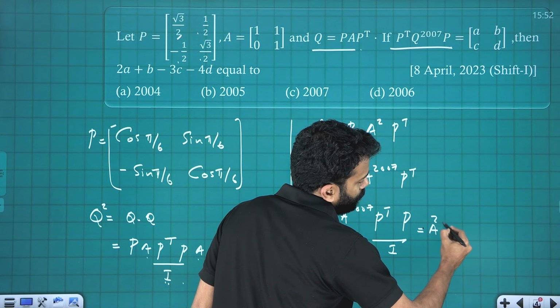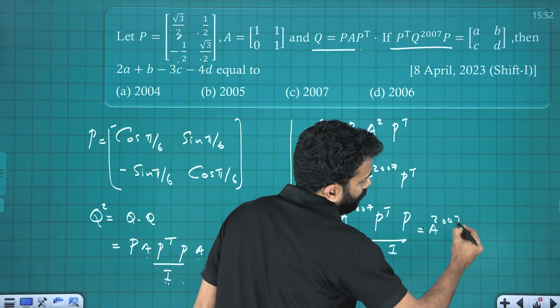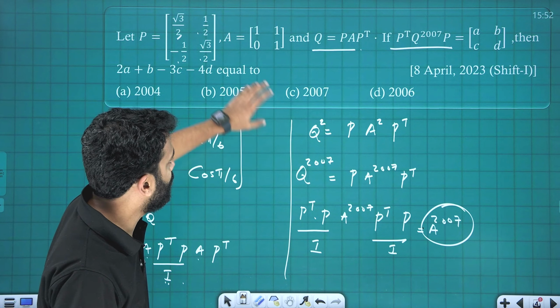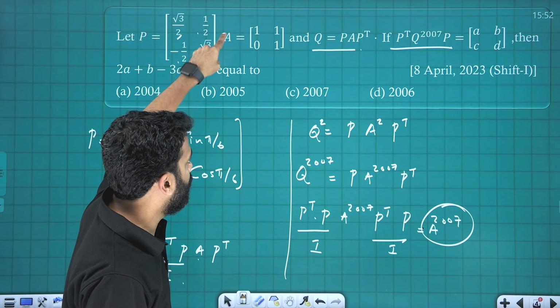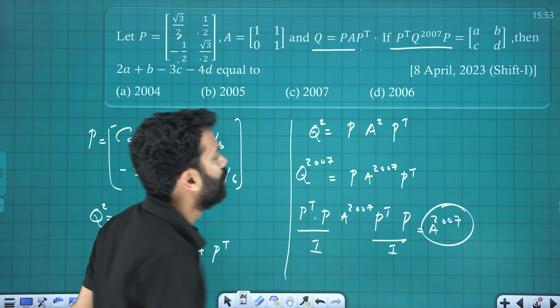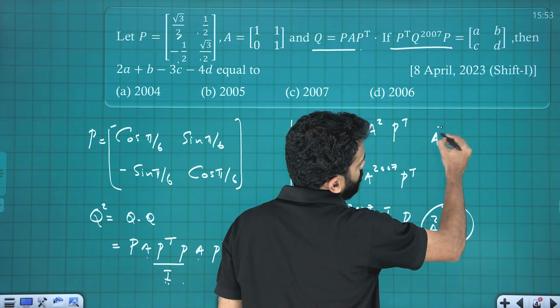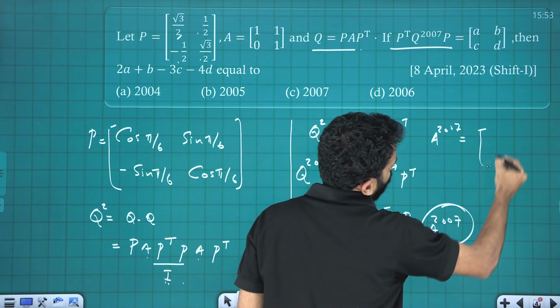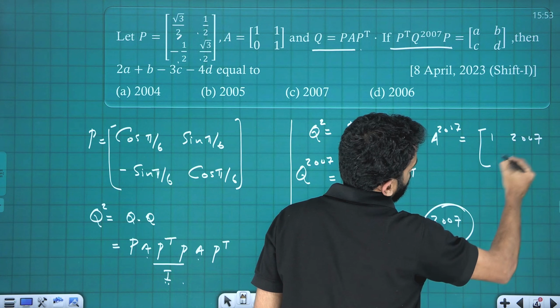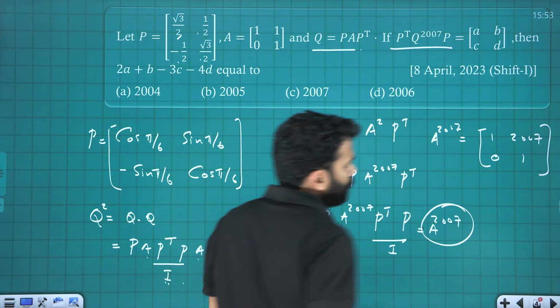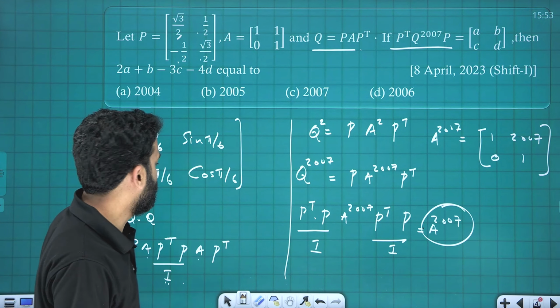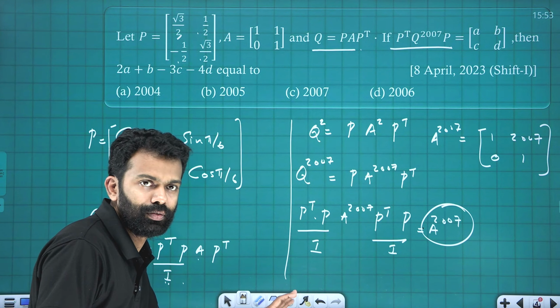A raised to 2007. So how to find A raised to 2007? It's very easy. This is a matrix we just discussed before. The only parameter that will change if you multiply A with itself is this element. Therefore, A raised to 2007 will be 1, 2007. Okay, so that's all. The problem is over. No calculation was needed for this one.